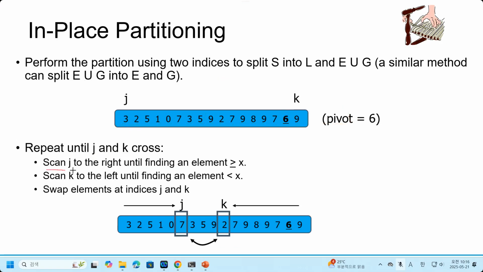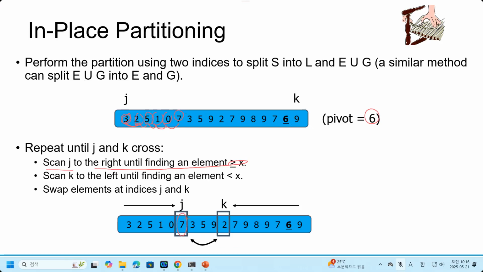It means we scan j to the right until finding an element higher than x. We start from j at index 1 and go to the right. What is x? x is 6. Is it higher than x? No. Then go on. Is it higher than x? No, no, no, no. Is it higher than x? Yes. So we have this.